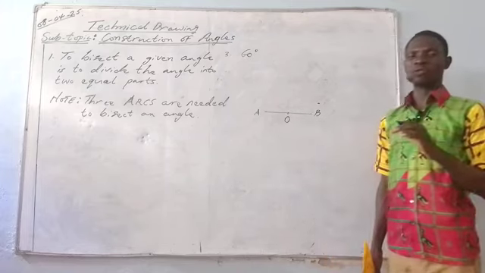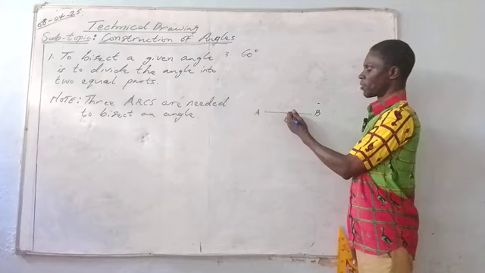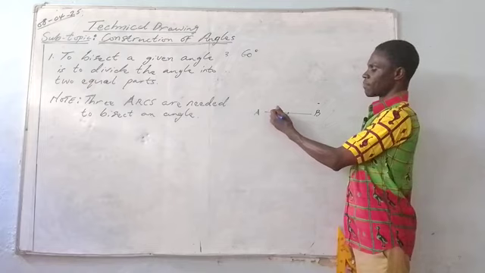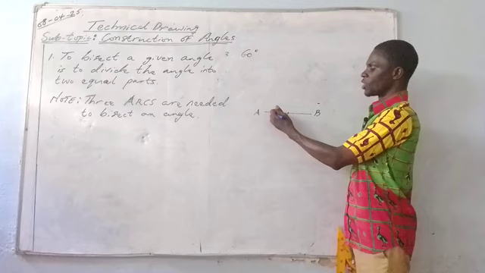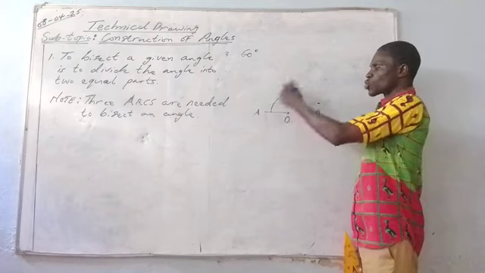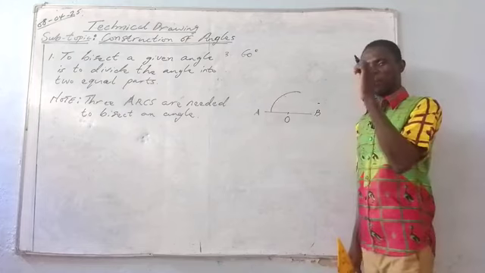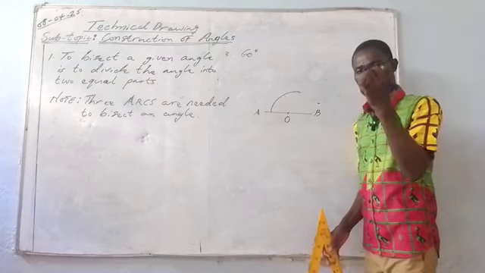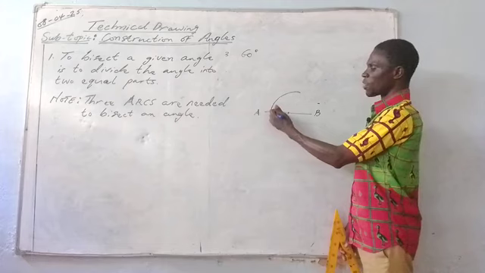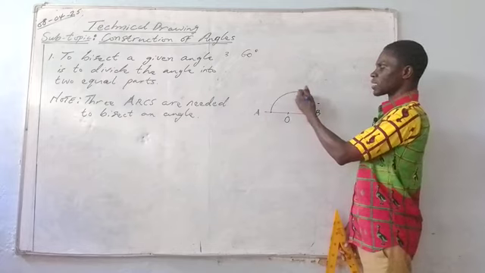To construct angle 60 degrees, we put the pinpoint of the compass here at point O, and we extend the pencil to a convenient radius. Then we draw an arc like this. The radius that you used to draw this arc, keep it, don't touch it. Then put the pinpoint of the compass here at this point where the arc touches AB, with the same radius that I used to draw this arc.